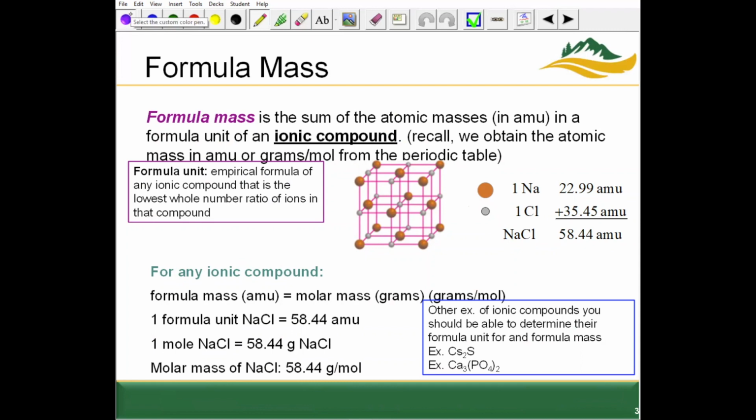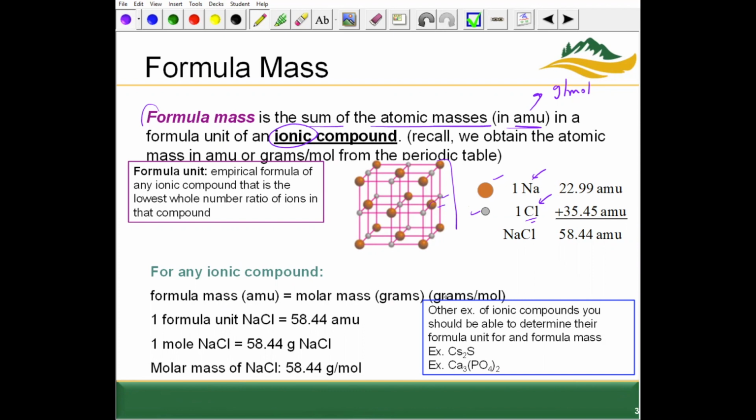Before we dive a little bit more into this topic, I do want to cover a couple important slides here. So this topic on formula mass, where the definition is the formula mass is the sum of the atomic masses in AMU, which we also know now to be in grams per mole, in a formula unit of an ionic compound. So for sodium chloride, an example of an ionic compound, because notice the metal and then the anionic nonmetal, a halogen. Within this sodium chloride network, we have these repeating units of sodium and chloride.